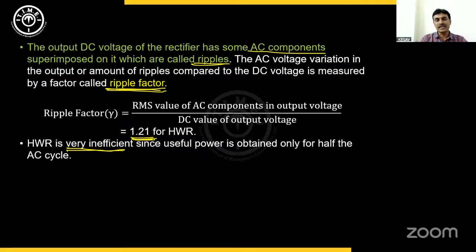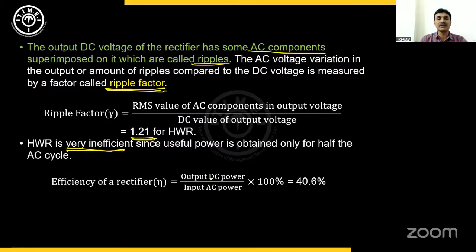Anyway, whether it is perfectly efficient or inefficient, how to measure its efficiency? The efficiency of a rectifier is given by output DC power by input AC power. To express it in percentage, multiply with 100. So output DC power by input AC power into 100 is the efficiency of a rectifier. For half wave rectifier, this value is 40.6%. The efficiency, denoted by eta, of a half wave rectifier is only 40.6%.